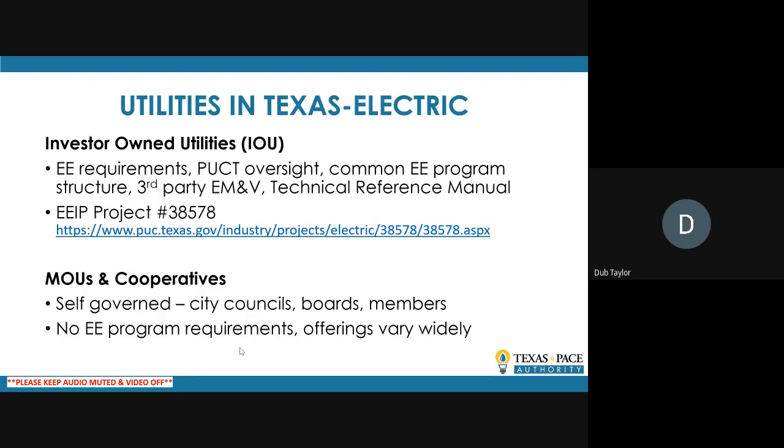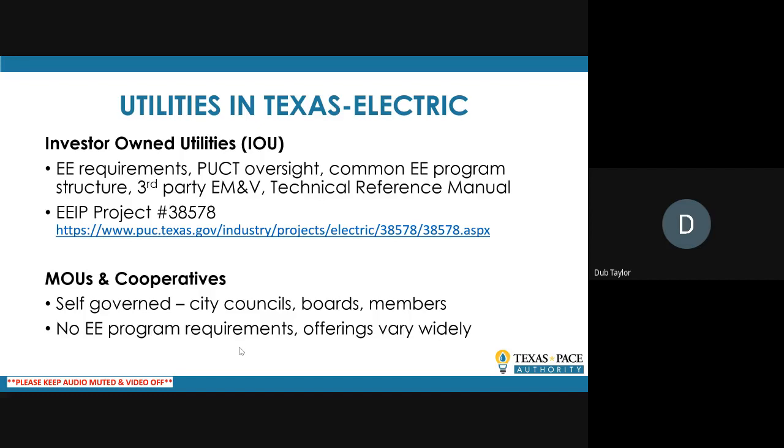So let's first of all start and take a look at the electric investor-owned utilities. As I mentioned, they are a regulated utility. There is oversight provided by the Public Utility Commission of Texas. There is a requirement also that these investor-owned utilities offset a certain percentage of projected growth and demand through energy efficiency programs. And so to meet those goals, there is a set of approved energy efficiency program types that they can choose to operate, and we'll go into that in a minute.